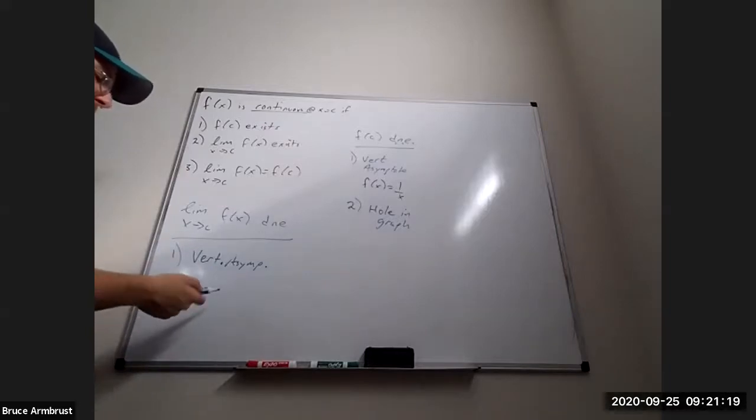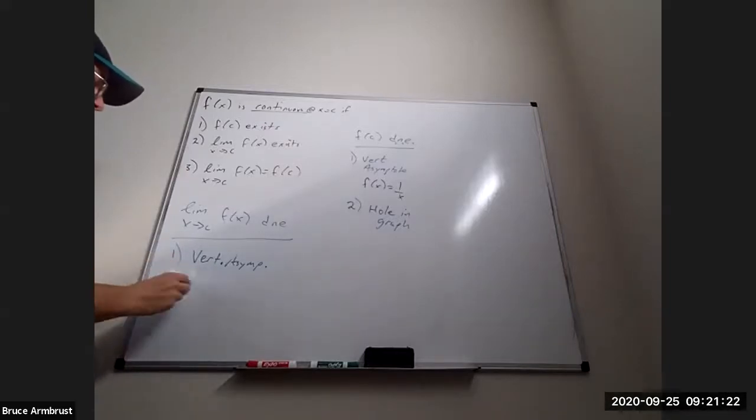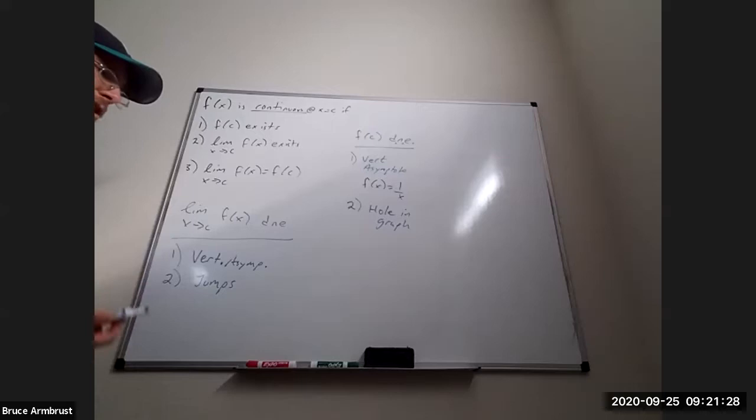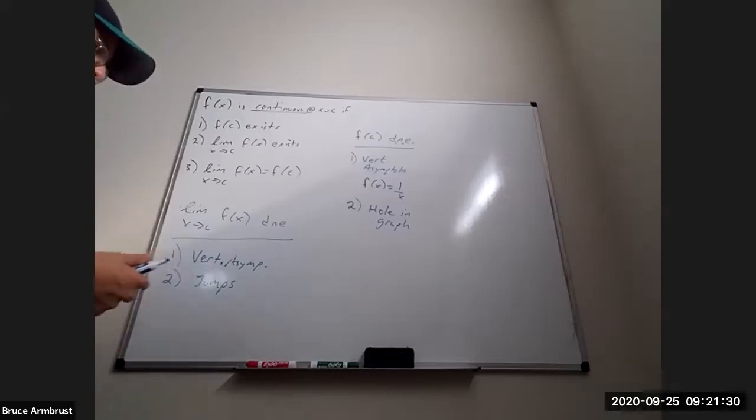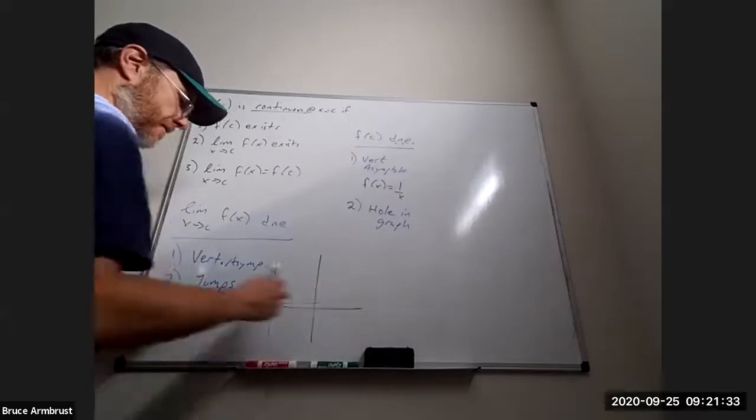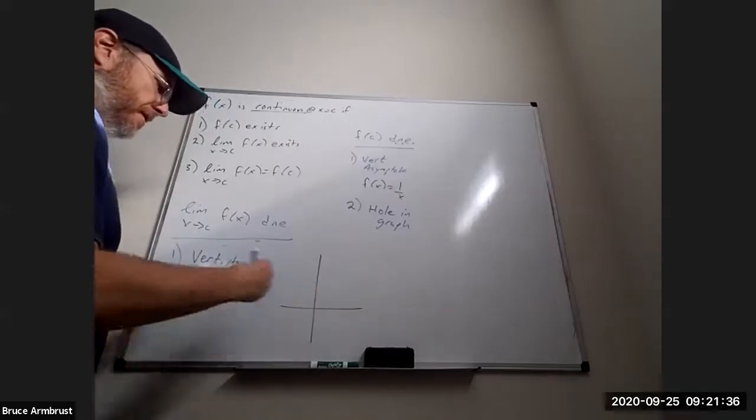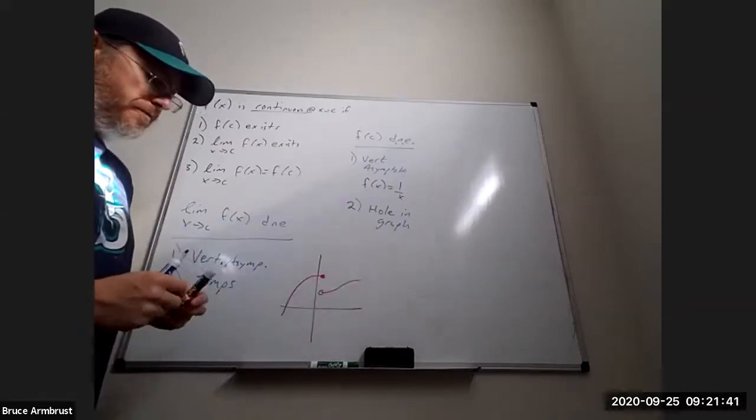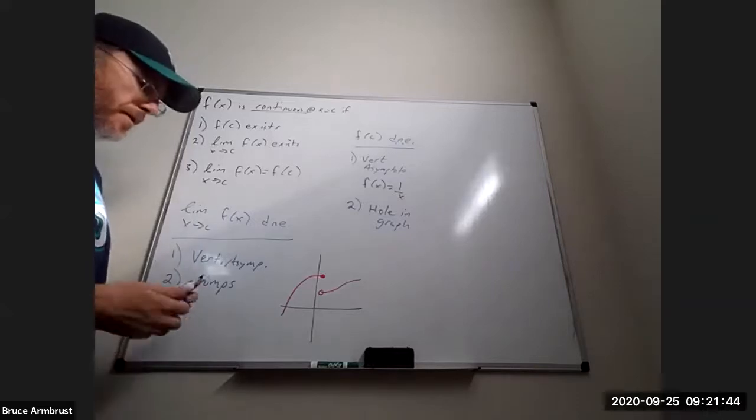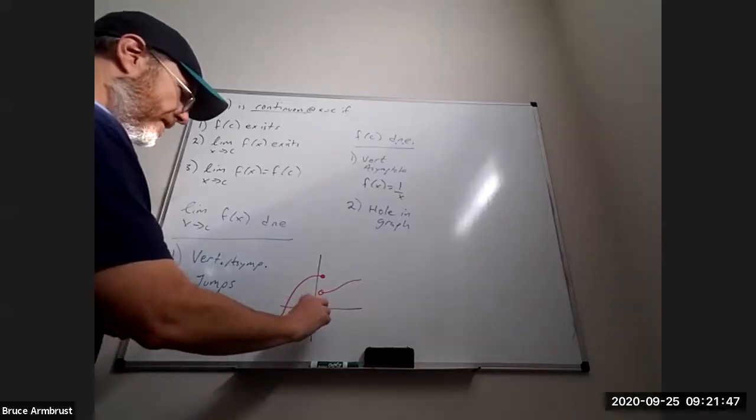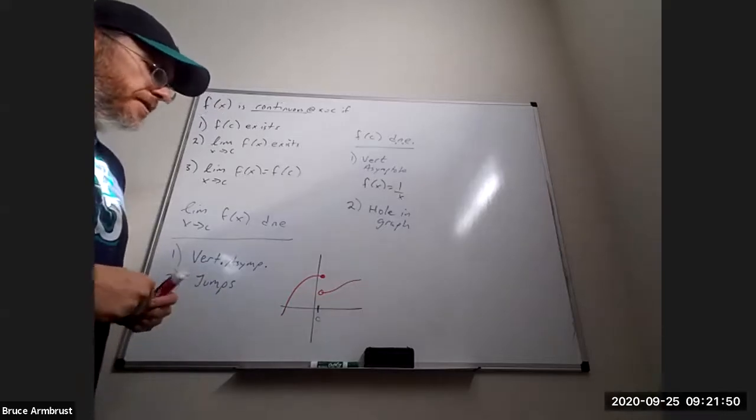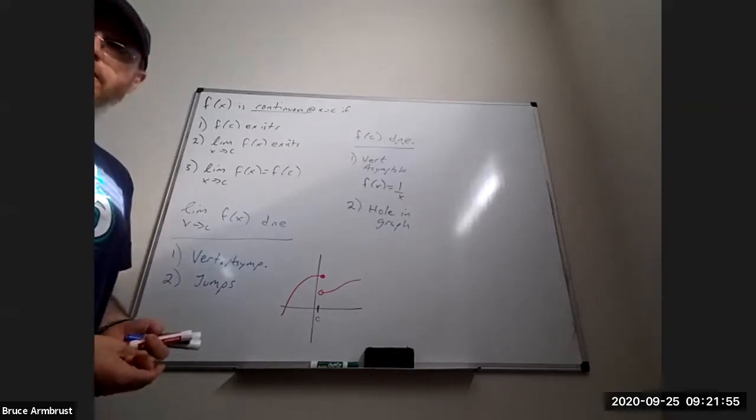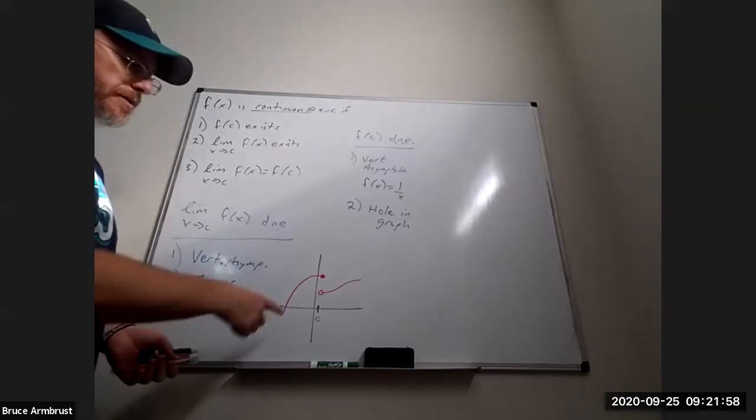But some other places we saw that limits don't exist. I'm going to put here jumps. Jumps in the graph. For example, let's say here is a set of axes and there's a function. If this is c, the limit doesn't exist. The limit as we approach c does not exist for that function. So why not? Why doesn't the limit exist here?